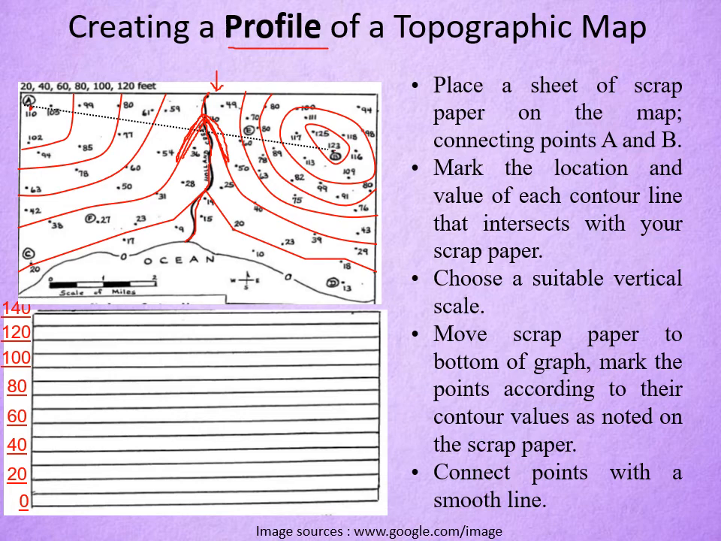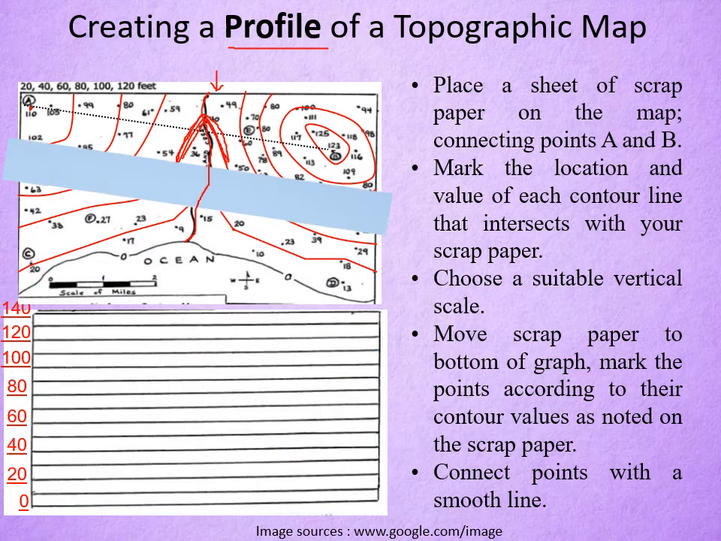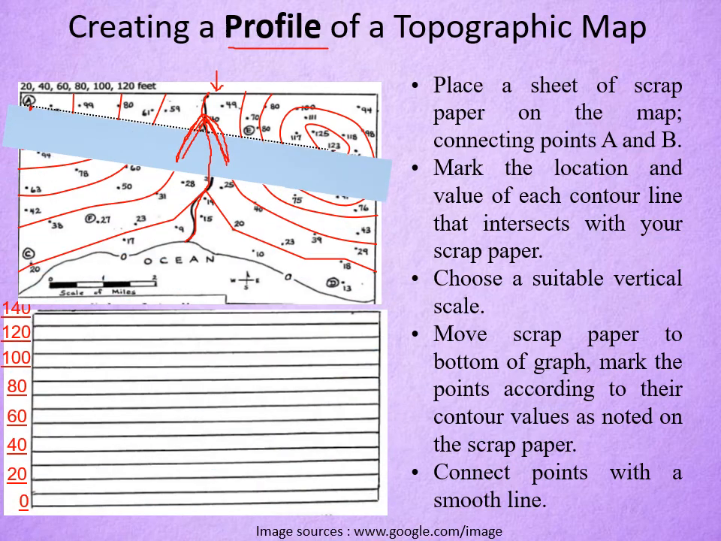So basically, to draw the profile section between any two points within the given topographic map or contour map, first we place a sheet of scrap paper over the map connecting the points A and B. Here it is the point A and it is the point B.